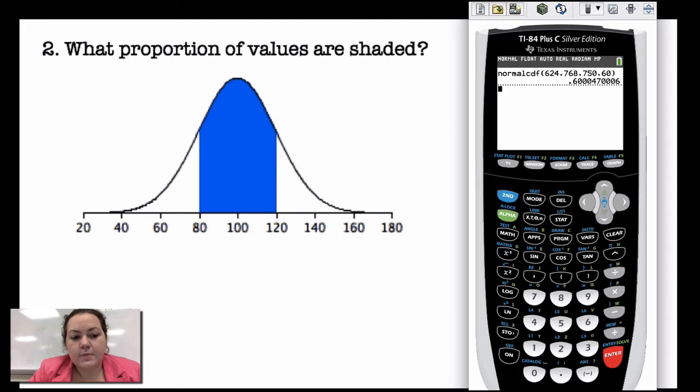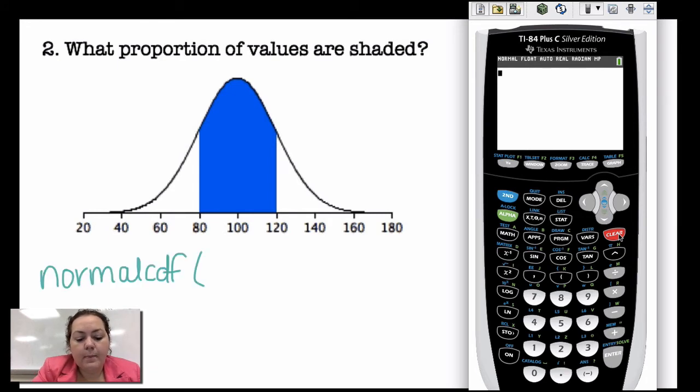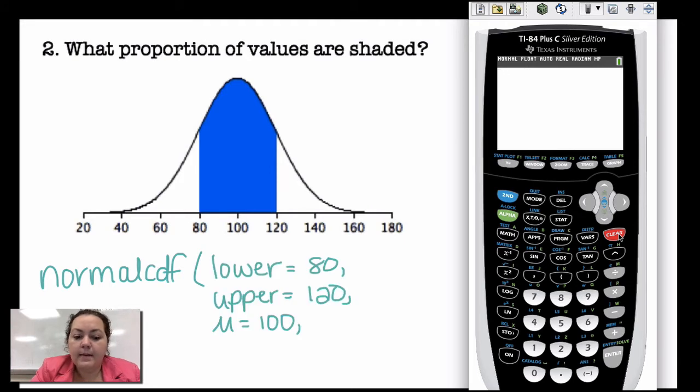Okay, our next problem. What proportion of values are shaded? So they gave us this normal curve. It's labeled. They have some of it already shaded for us. So I know I'm going to be using a normal CDF since I'm working with a normal curve. My lower bound, it looks like it's happening at 80. My upper bound is at 120. My mean looks like it's at 100.